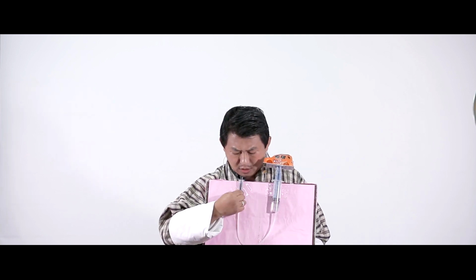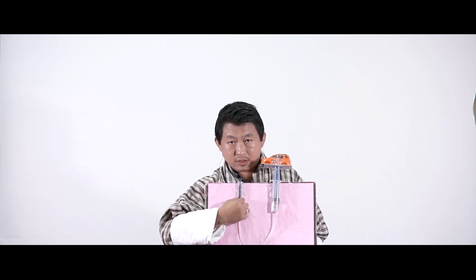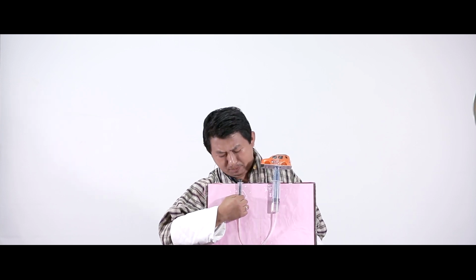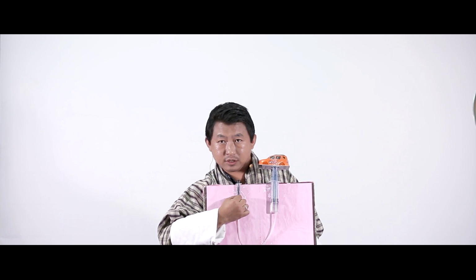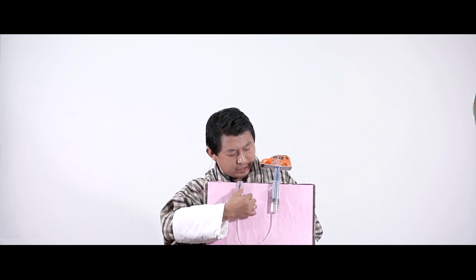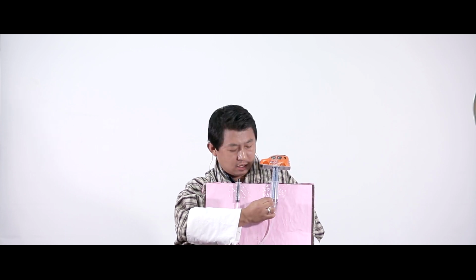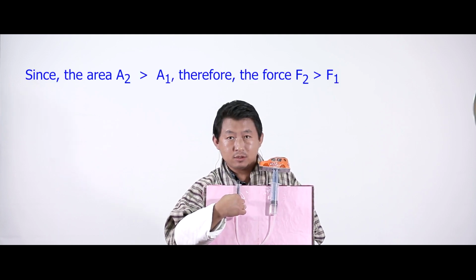Let me explain again with this working model. As you can see in this working model, the syringe which is small in size has a piston with a smaller area. And then you can see another syringe which is bigger in size, and the area of its piston is bigger compared to the smaller syringe.